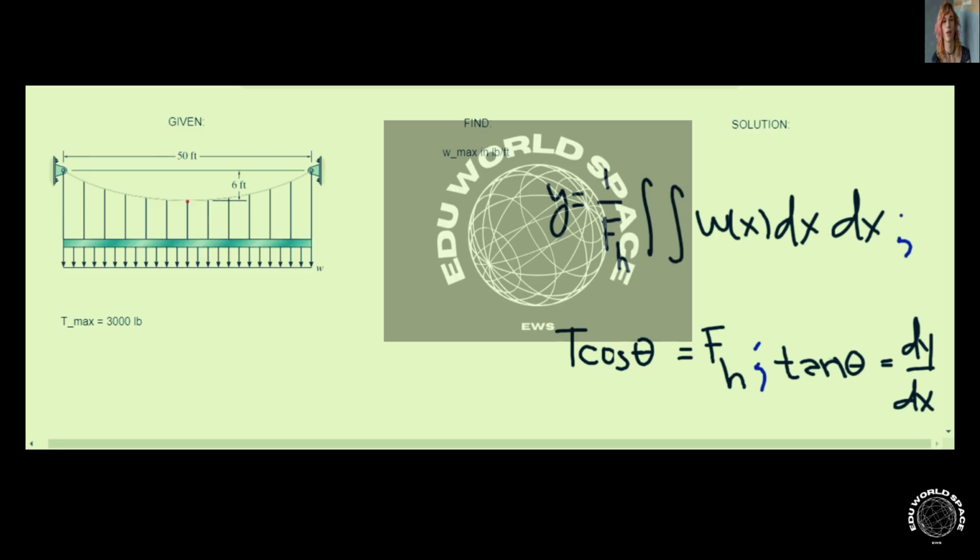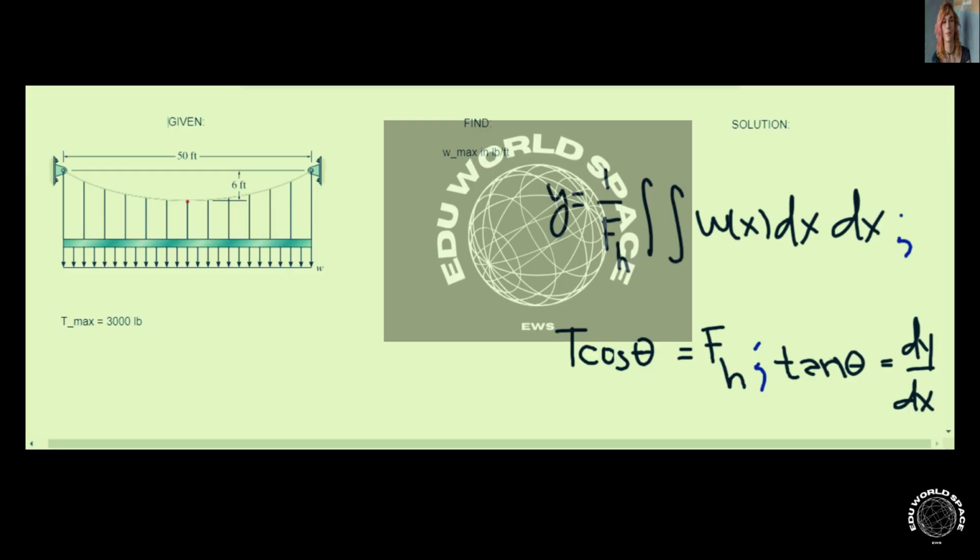Alright, in this problem, we are given a suspension bridge, in which case the cables are subjected to a uniformly distributed load. They want us to find the maximum distributed load in pounds per feet, given that the cables are capable of sustaining a maximum tension of 3,000 pounds. For this particular problem, there are three equations that we need to consider.